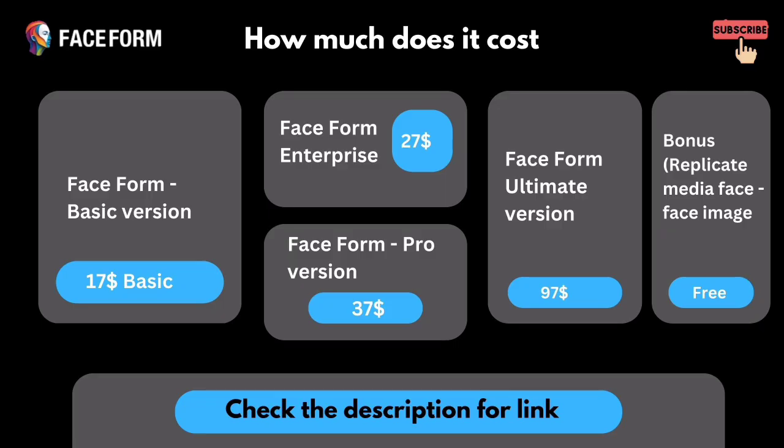Pricing, as per my view, it's affordable because Face Form Commercial costs you $17. It includes the commercial license, and Enterprise costs you $27, and the Pro version of this software costs you $37, and the Ultimate All Access costs you $97. In this Ultimate version you get unlimited avatars, face swaps, voice mimicking and everything.